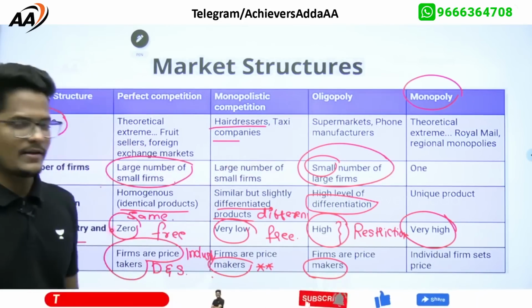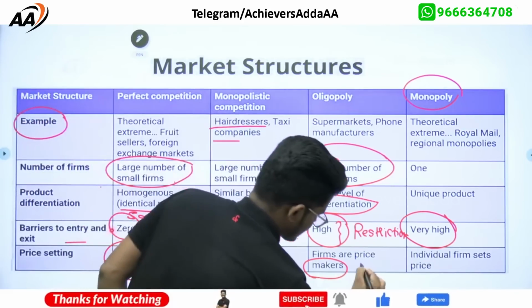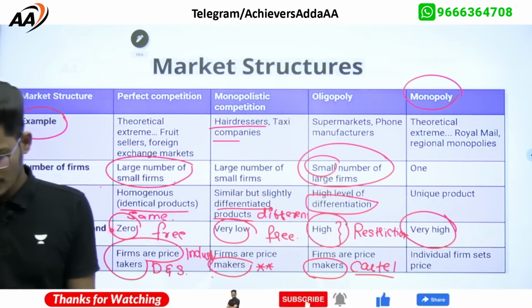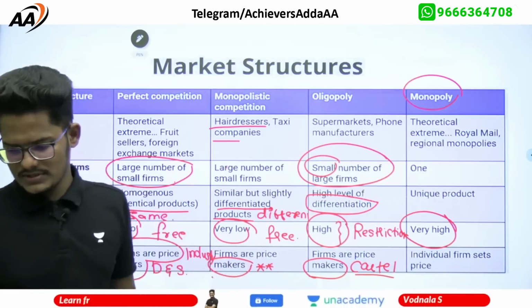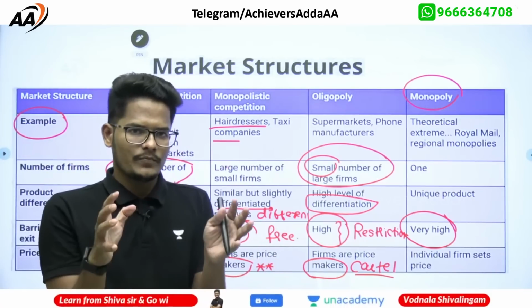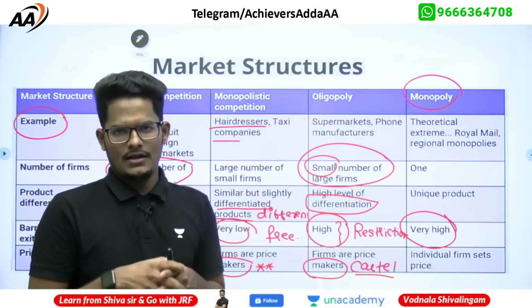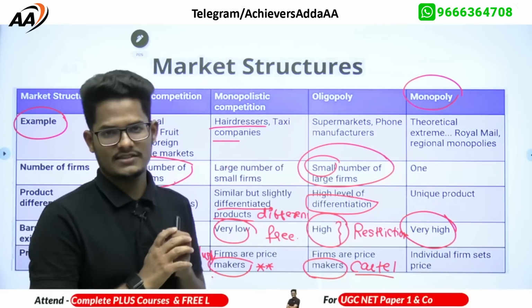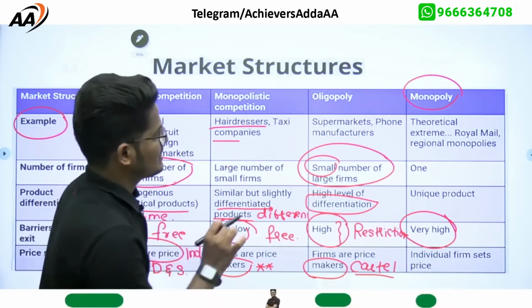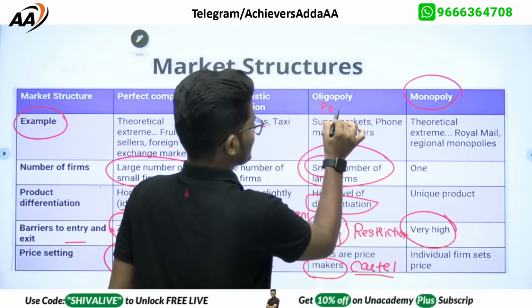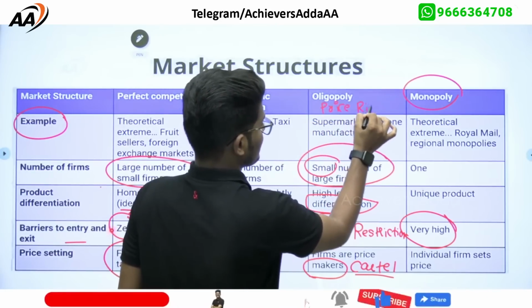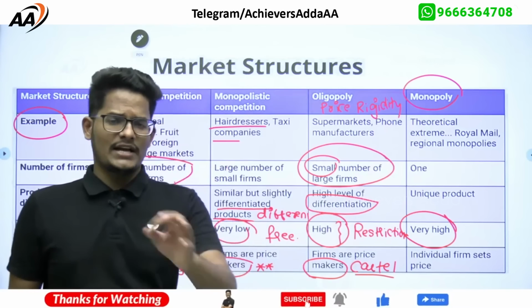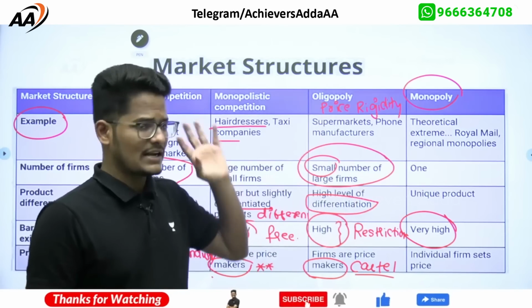Why are the firms price makers? They will form cartels. Cartel means common objective groups. They'll form a group, they will decide the prices, and nobody should go beyond these prices, nobody should sell below these prices. Like that, there is a feature of price rigidity in the oligopoly. Rigidity means based on the price, no decisions are going to happen. That's what price rigidity is.